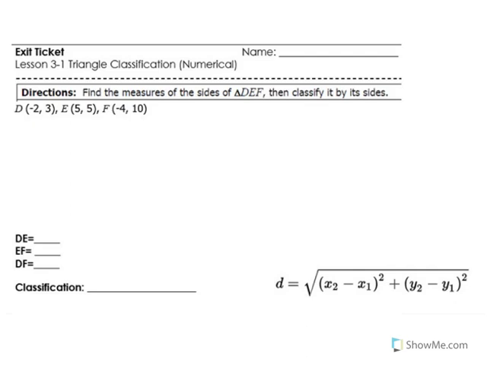Again, this is going to be a double grade, so it's very important that you complete all of it.